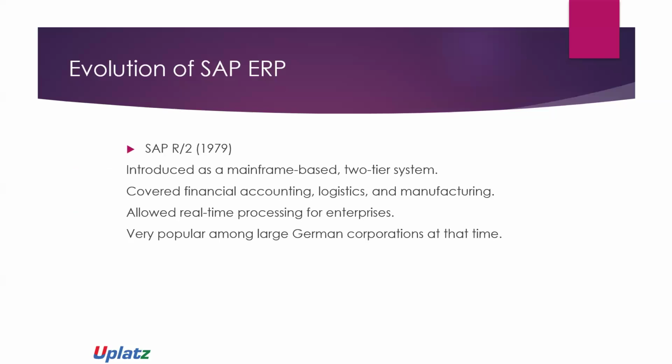Now I'm coming to SAP R2, which is called real-time 2, which came in the year 1979. It was introduced as a mainframe-based two-tier system, which covered financial accounting, logistics, and manufacturing all together. It also allowed real-time processing for the enterprise, so it was very popular at that point of time in large German corporations.